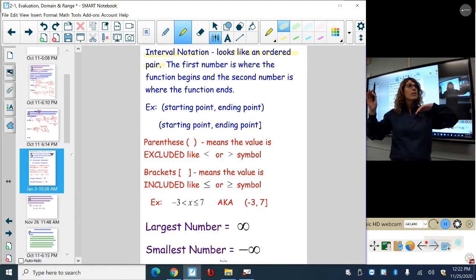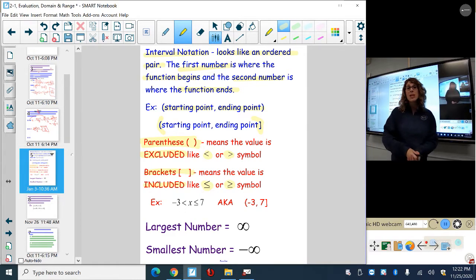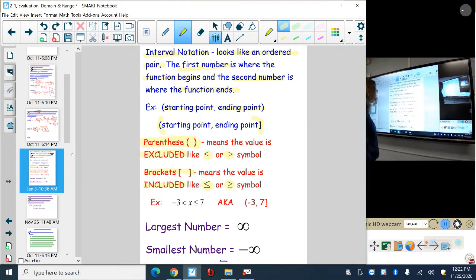So 5 to 25. Okay, it's going to look like an ordered pair, but it's not. The first number is where the function begins, and the second number is where the function ends. So you have a starting point and an ending point. You can have a parenthesis or you can have a bracket. What's the difference? Parenthesis means the value is excluded. It's used with less than and greater than symbols. Okay? Brackets mean it is included and it's used with greater than or equal to or less than or equal to symbols. Okay? Brackets mean it can be it, parentheses mean it cannot be it, okay?